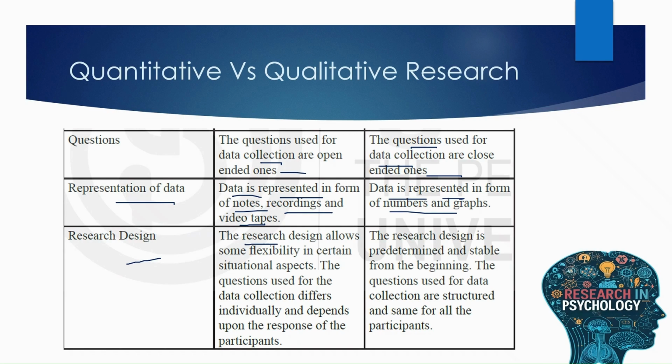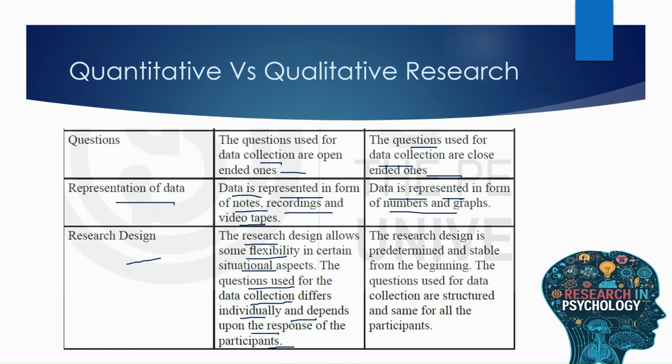The research design in qualitative research allows some flexibility in certain situational aspects. The questions used for the data collection differ individually and depend upon the response of the participants, which means this is not totally structured. Okay, the questions can vary or the researcher can change questions as and when the individual responds to a particular question. So the research design is flexible when it comes to qualitative research.